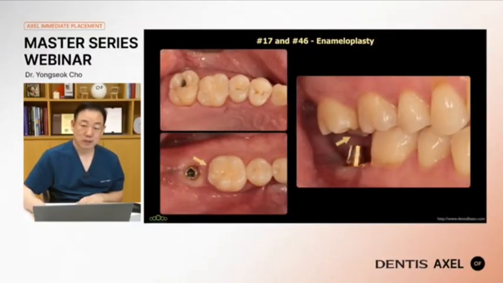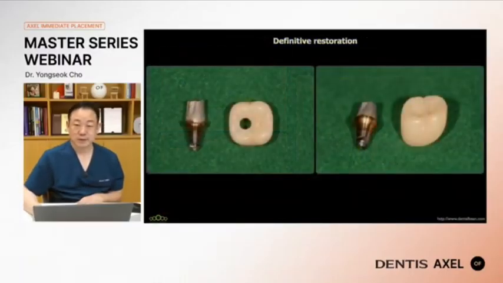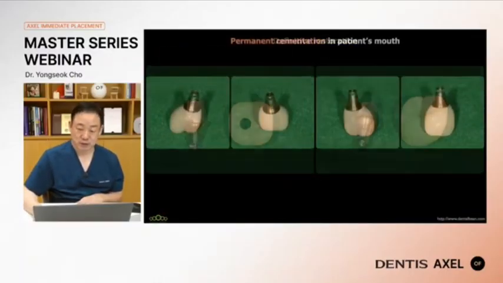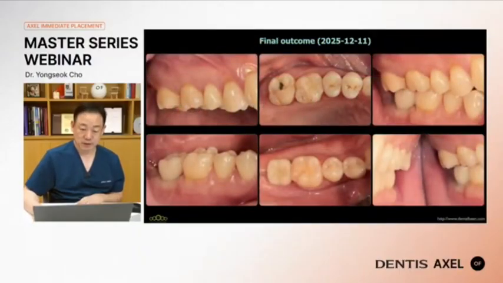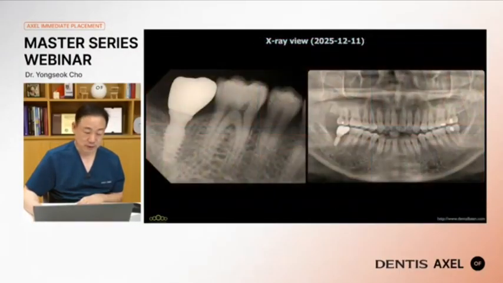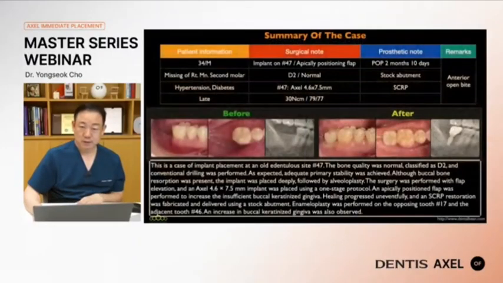Okay. We need enameloplasty on the opposing tooth. This is a definitive restoration and the crown relieved like this.